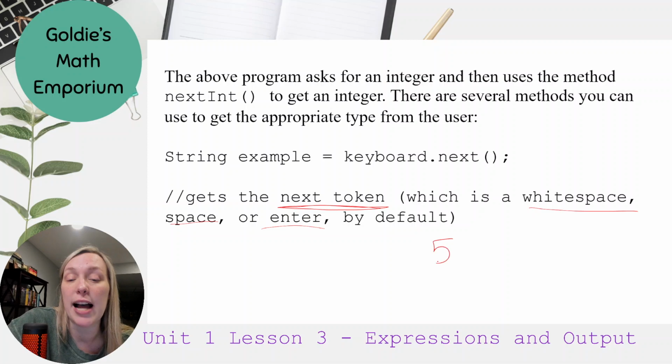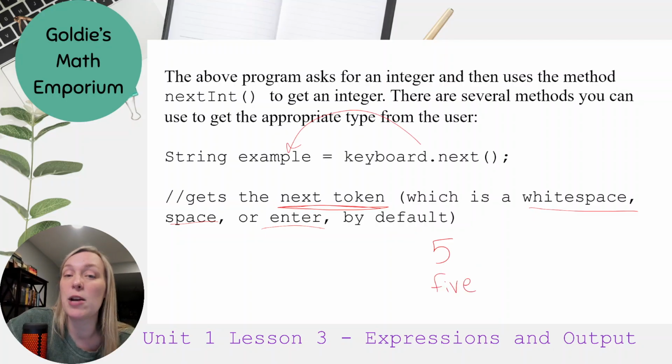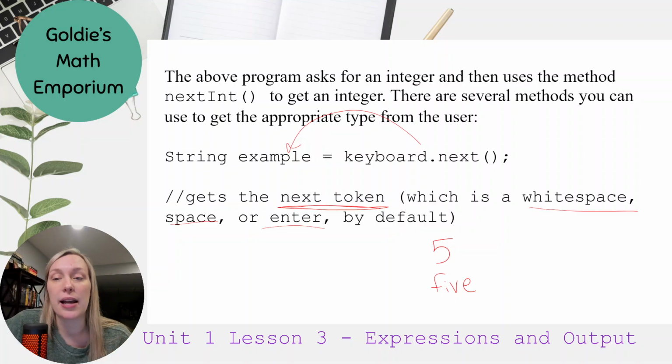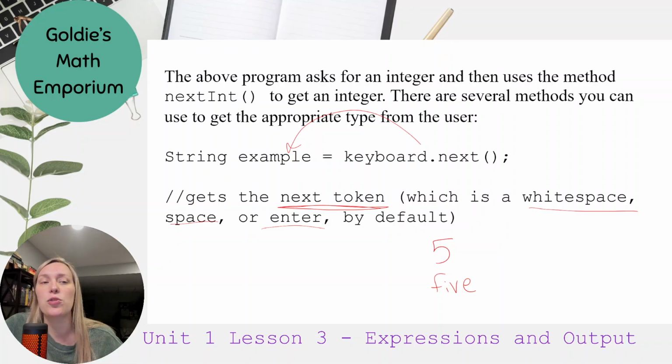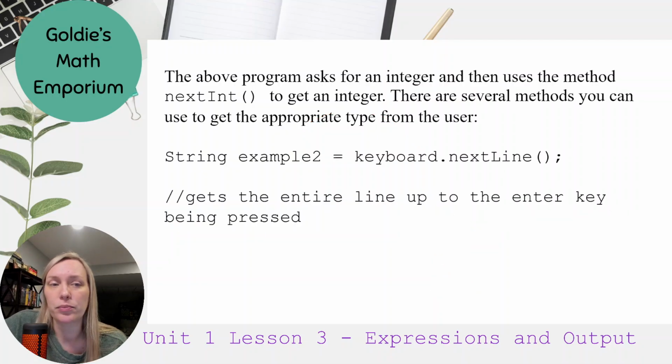So if you enter a 5 and then a space, it would get stored into example. If you enter the word 5, it would get stored into example as a string. Okay, anything you enter up until a white space, a space, or enter by default, white space being like a tab, will be stored in example.